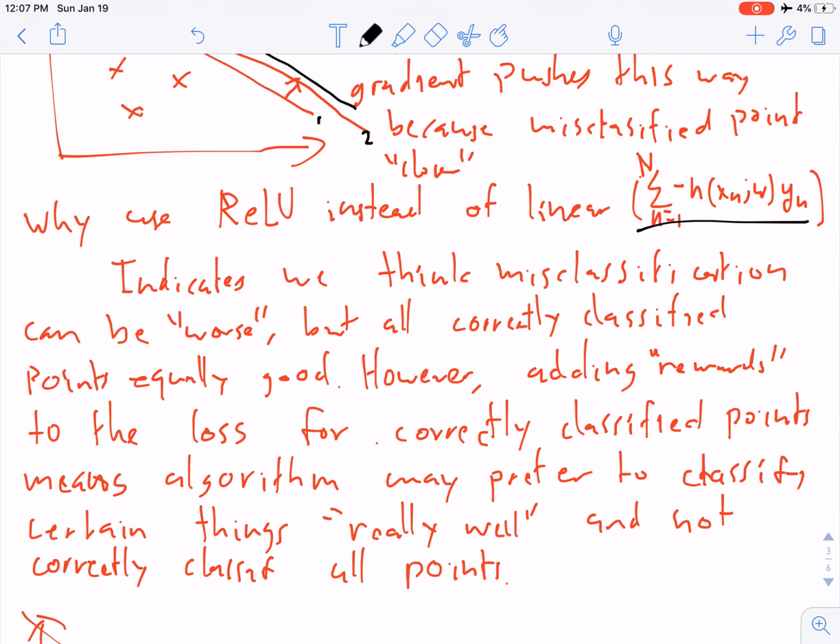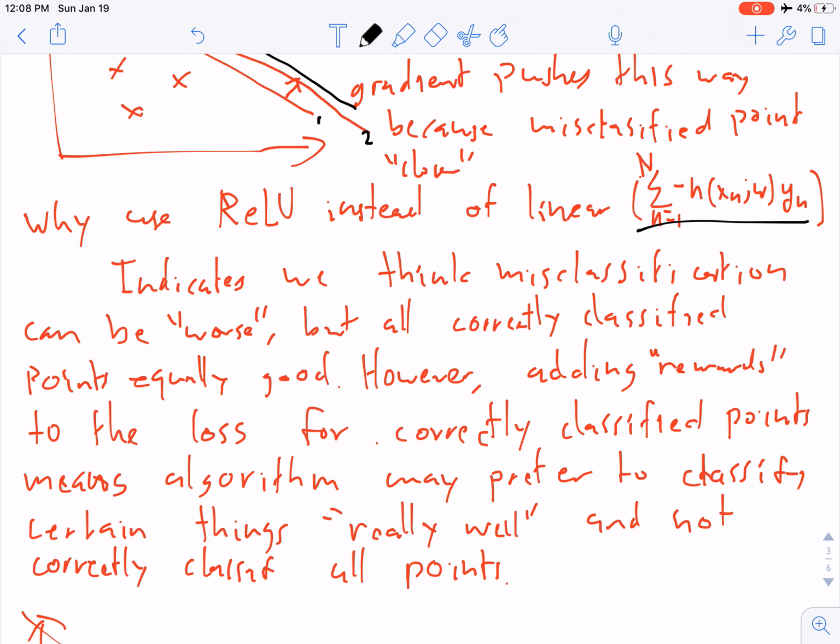And also, it's a little bit weird because here we think that if our misclassified point is further from the decision boundary, then we consider it a worse error, but we don't consider it better if our correctly classified points are farther from the decision boundary, right? So if we do a really good job predicting our correct points, then we're not rewarded any more than if they're really close to the decision boundary. But we do make this distinction for misclassified points. So it seems like it would be more consistent to use a linear function here.